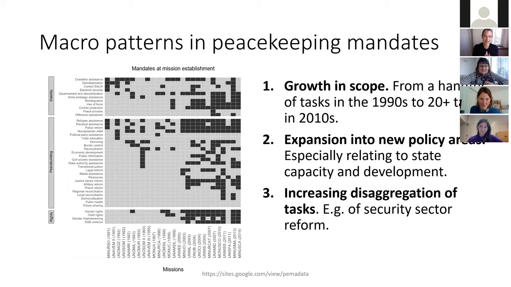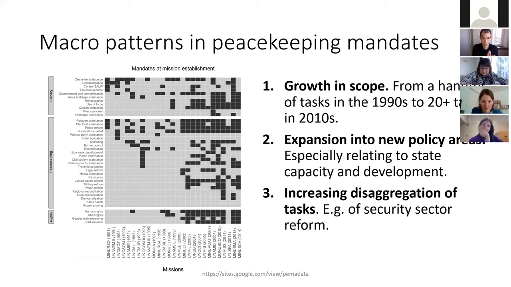So first, turning to macro patterns, this figure shows the content of mission mandates at the point of mission establishment. We have missions on the x-axis in the figure, going from MINURSO in 1991, the first mission coded in our data, all the way up to MINUSCA in 2014 when that mission was established. Then on the y-axis, we have the different tasks. Here, they are grouped into three larger categories: stability-related tasks, peace-building tasks, widely construed, and rights tasks.